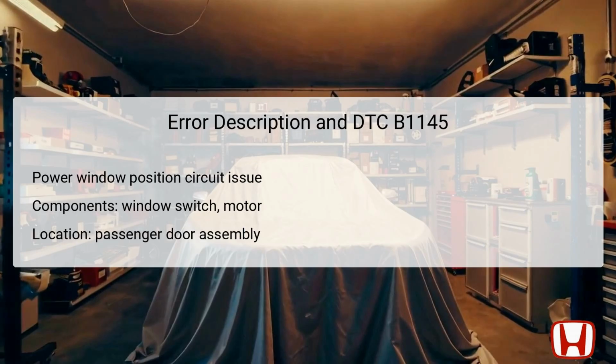The power window switch is typically located on the driver's door panel, allowing for easy access to operate all windows, including the passenger side. The motor is located inside the passenger door assembly, directly responsible for raising and lowering the window. If the circuit fails or provides inaccurate information, it will lead to the indicated DTC, affecting functionality. Therefore, a clear understanding of these components' roles and locations within the vehicle is essential for effective troubleshooting.